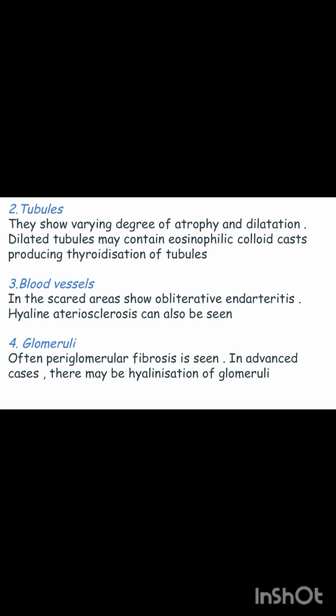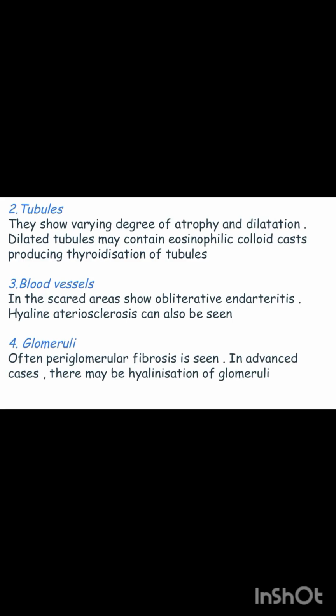Tubules show varying degrees of atrophy and dilatation. Dilated tubules may contain eosinophilic colloid casts, producing thyroidization of the tubules. That is, the tubules get contracted, they are atrophied, and there is colloid formation inside the tubules. They give a thyroid-like appearance.